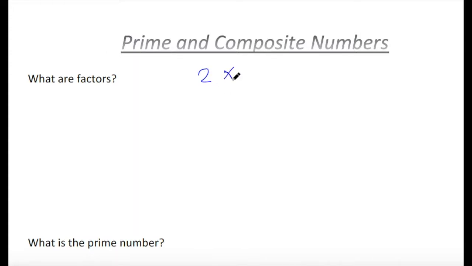For 2 times 4 equals 8, we call both 2 and 4 factors. If I ask you about all factors of 8, you would search for any number that you can multiply by another number to get 8.